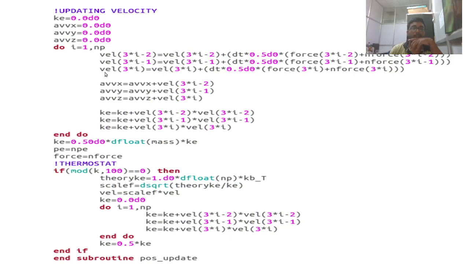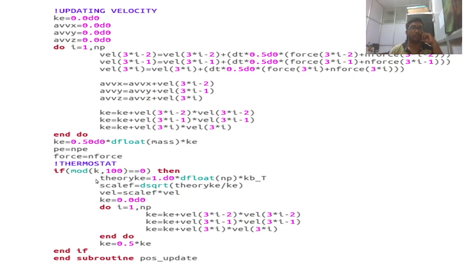After that we are going to update the velocities for each of the components for each of the particles, and then we are going to calculate the average of those in each direction, and then the kinetic energy will be calculated in this fashion. This has been defined as half mass into Ke, and then potential energy is Np, forces in force. So this way kinetic energy, potential energy and force have been calculated.